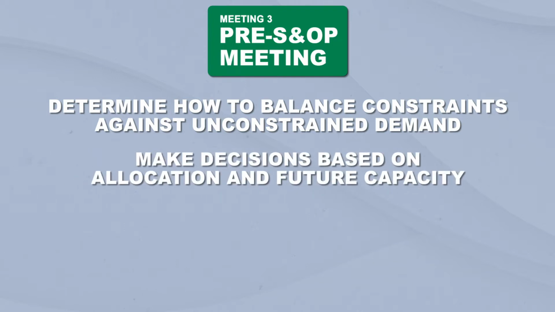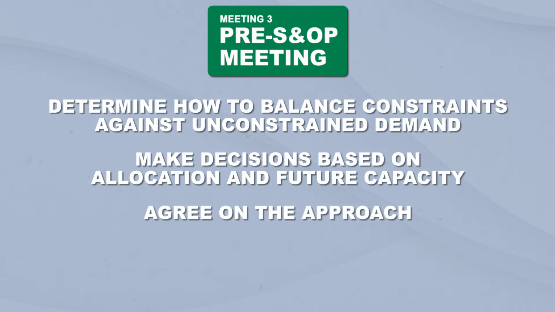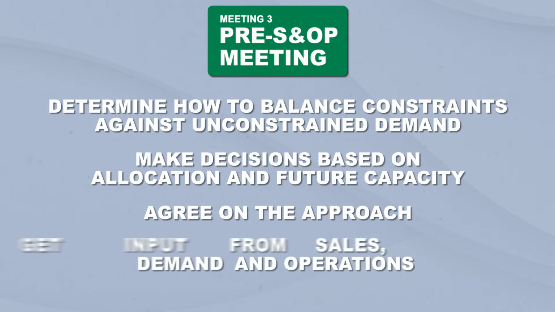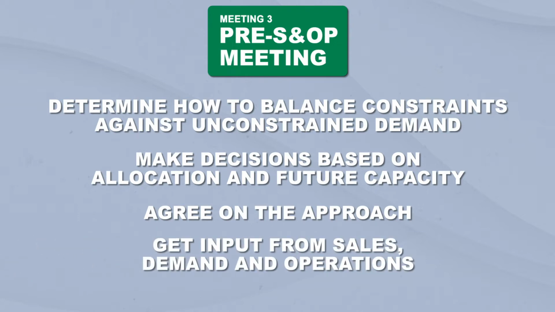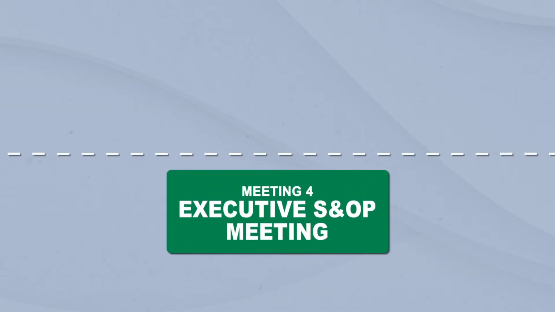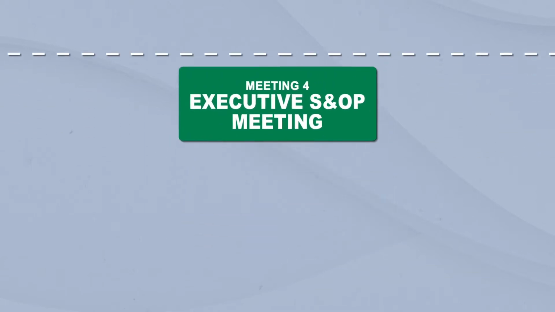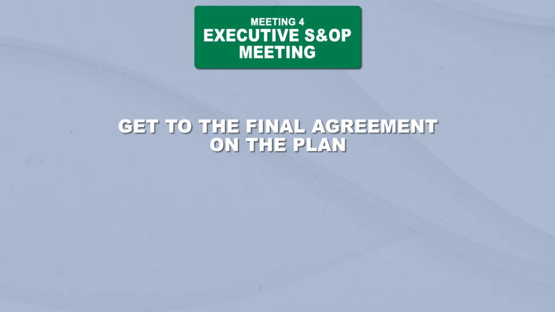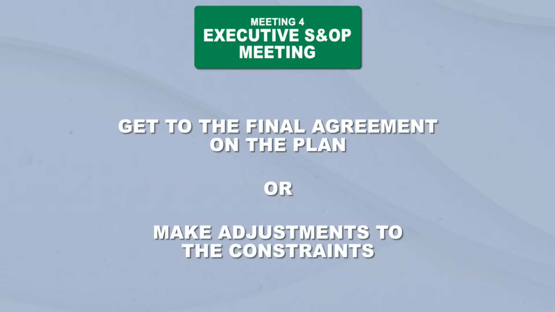It's really the working meeting where the approach is agreed on and really requires input and direction from both the sales or the demand side and the operations side. And once we have that done, we're ready to move to the executive meeting. So in that final meeting, the executive meeting, I put this below the line because either this is where we're getting to the final agreement on the plan that fits within our current constraints, or we're making adjustments to those constraints, either up or down, which is all part of that executive process.